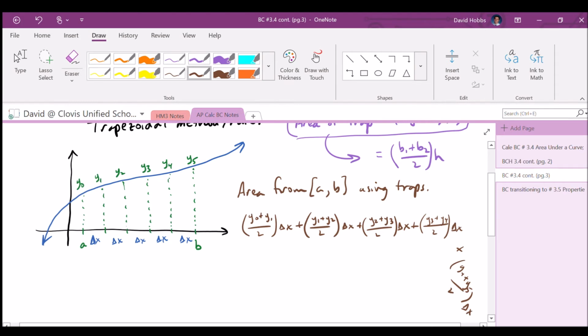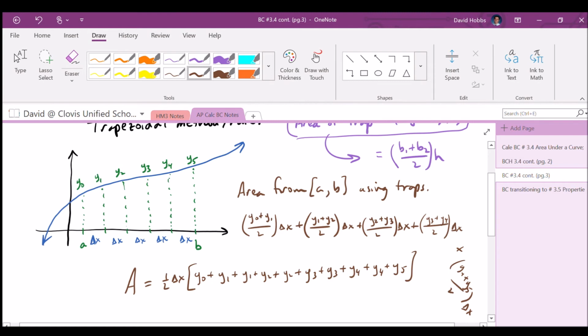Okay, now what we notice is that there's a GCF of delta x, but there's also a GCF of 1/2. And so the area overall, we've got the GCF of 1/2 and the delta x. Okay, so 1/2 times delta x, and then what's left behind? Well, I've got y sub 0 plus y sub 1, plus another y sub 1 plus y sub 2, plus another y sub 2 plus y sub 3 plus another y sub 3 plus y sub 4. Are you catching on? Plus another y sub 4 plus y sub 5.